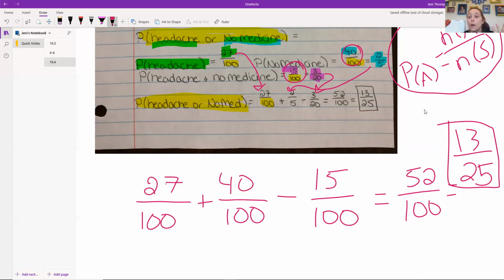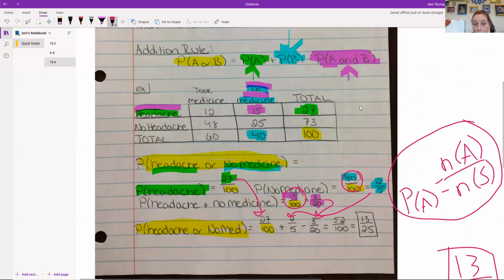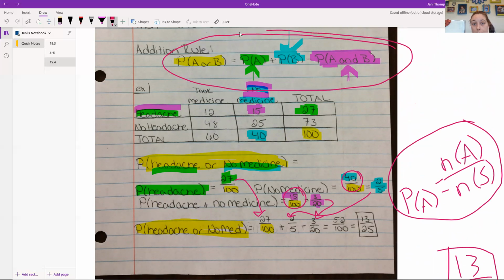There we go. So for these homeworks, almost all of them are going to give you a table. So get the information that you need from the table and follow this formula. I think all of them will say A or B.